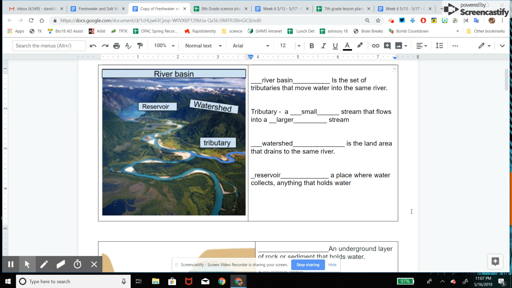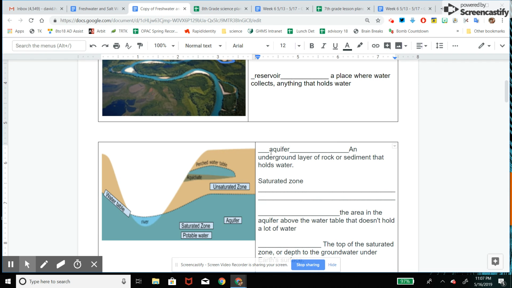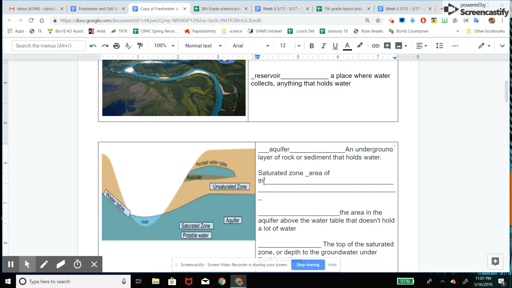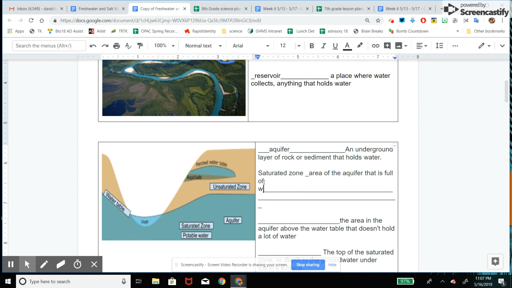All right, moving on down here. Now we have underground area where we have a river, a low point, those kind of areas. So an underground layer of rock or sediment that holds water, that is an aquifer. Anything that is underground that holds water is an aquifer. Saturated zone is the area of the aquifer that is full of water.